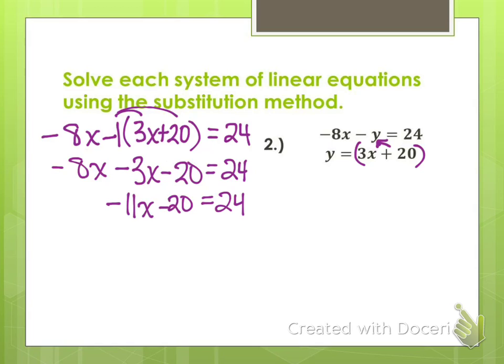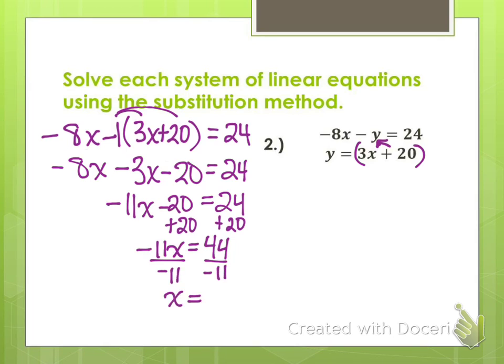Once we get to this point, I am trusting that you all remember your first semester skills well enough to keep this going. Deja, what would you do next to get x by itself? Wonderful. We add 20 to both sides. We have negative 11x equals, wonderful, 44. Keon, what would you do next? Good. Divide by negative 11. So x equals negative 4.